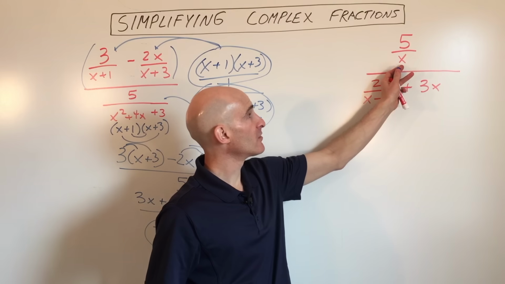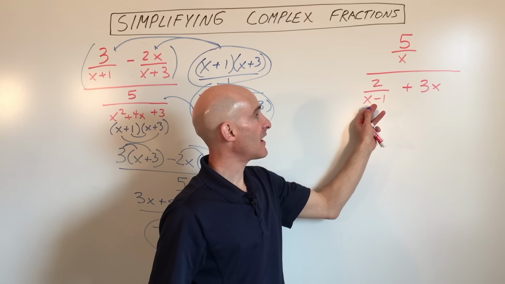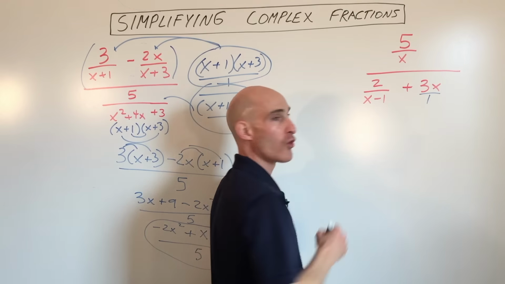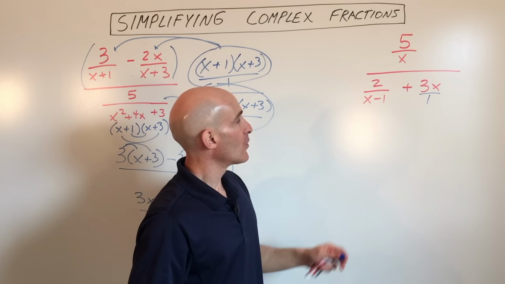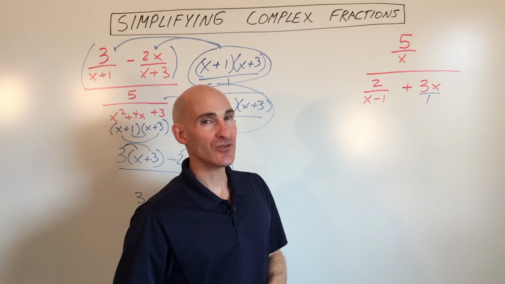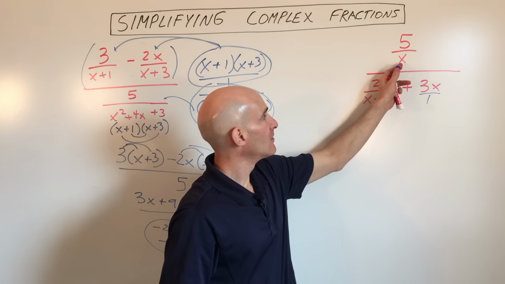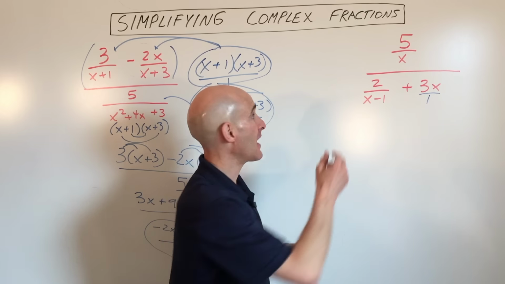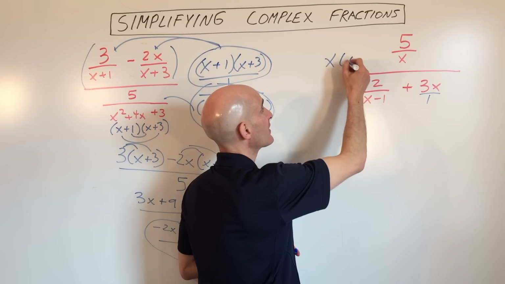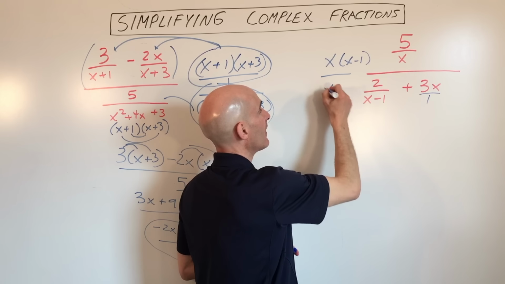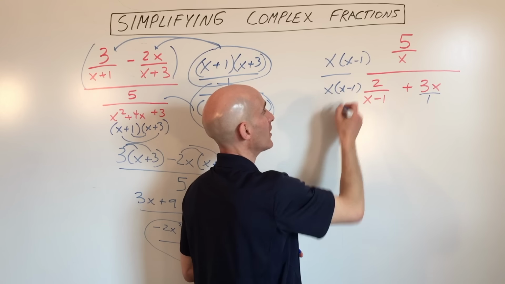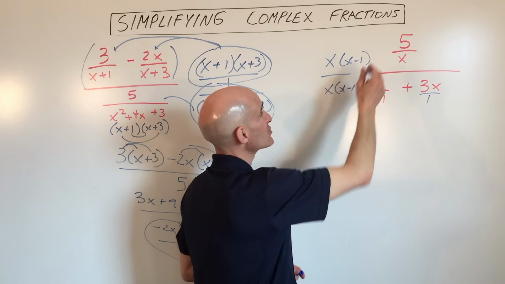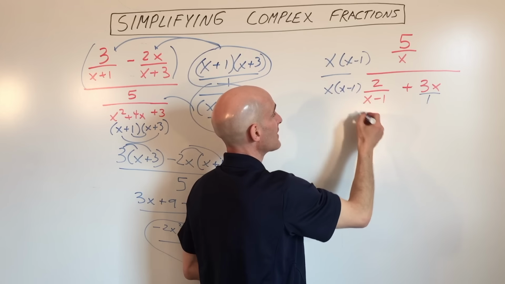So this one here, you've got a denominator of x, x minus 1, and this one doesn't have a denominator, so let's just call it over 1. What's the common denominator here? Can you see it? It's going to be x times x minus 1. That would be the common denominator. So let's go ahead and multiply the numerator and the denominator by x times x minus 1. Here, if we distribute, the x's are going to cancel. So we're just going to be left with 5 times x minus 1.